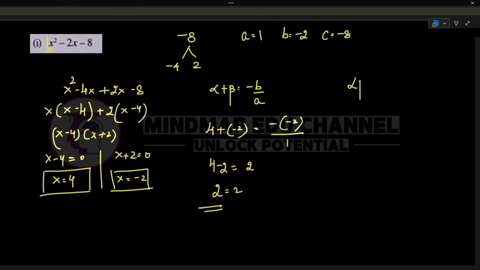Now let's take the product. Alpha into beta is equal to c over a. Alpha, let's take 4, beta minus 2, is equal to c.